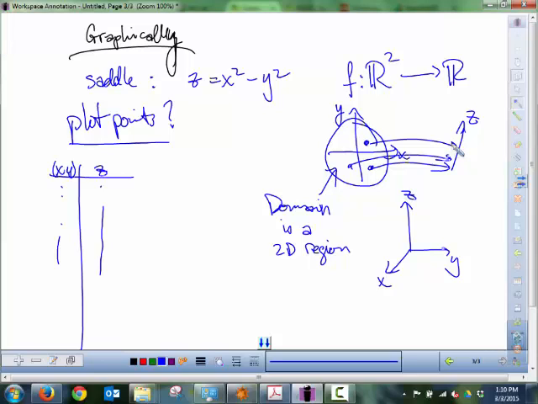So let's imagine how that's going to look. That means if I take some point in my x, y plane, that should be able to map to some z value, right? So that's going to give some height, some z value. That's kind of hard to picture. That's a good thing we have Mathematica.